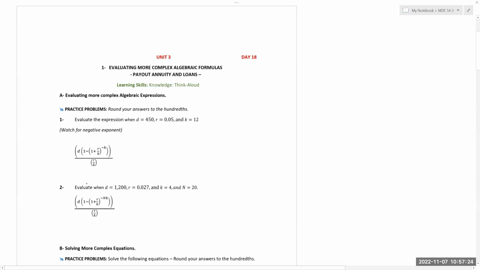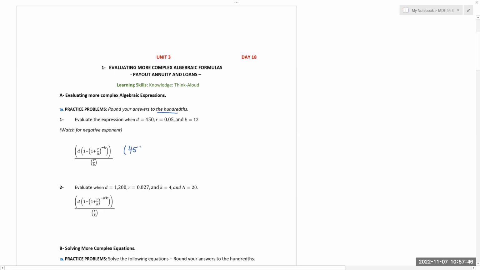So the first one would be number 1, and we're trying to fill in D is 450, R and K. How can we do that and make sure that we get the right number out in the calculator? And we always want to round to hundredths because that's what it said. Also, in finance these are going to go to money, so the 2 decimals would be what we want.